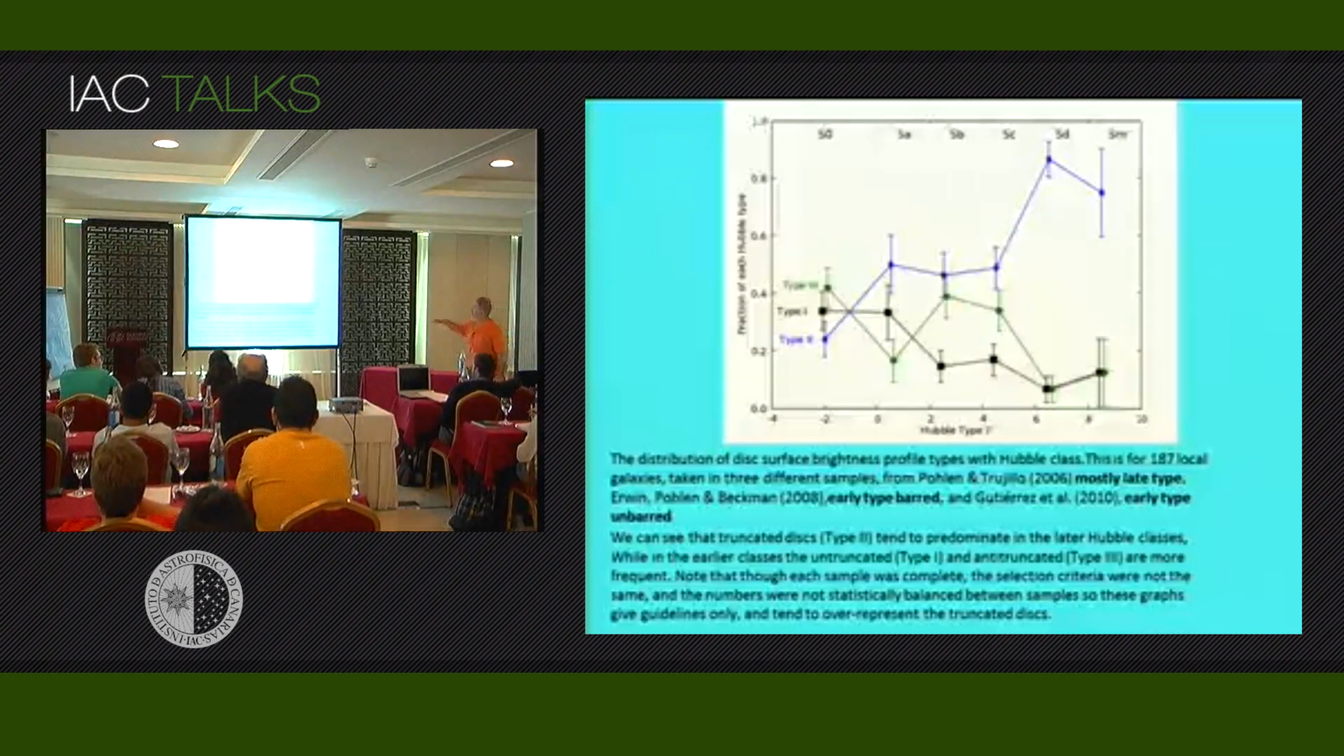So if you're doing a project in the beginning with only late type galaxies, late type disks, you might well find that there are very few that are not truncated. But if you go to the earlier types, you find indeed that the smooth ones, the type 1, and the antitruncated type 3 actually dominate over the type 2s. So these are all local galaxies, very well resolved and very carefully measured.